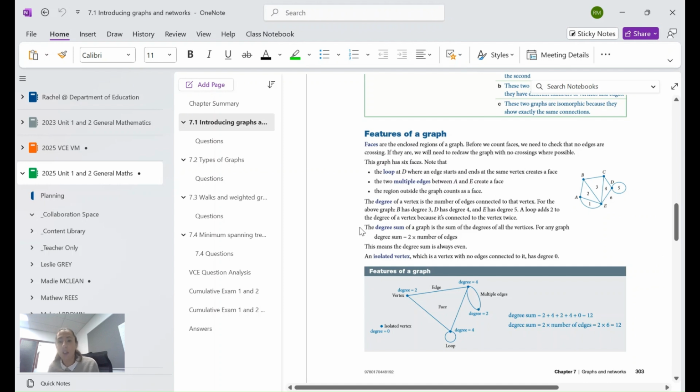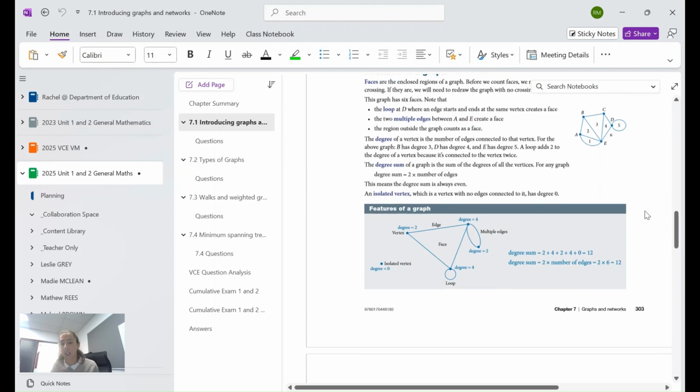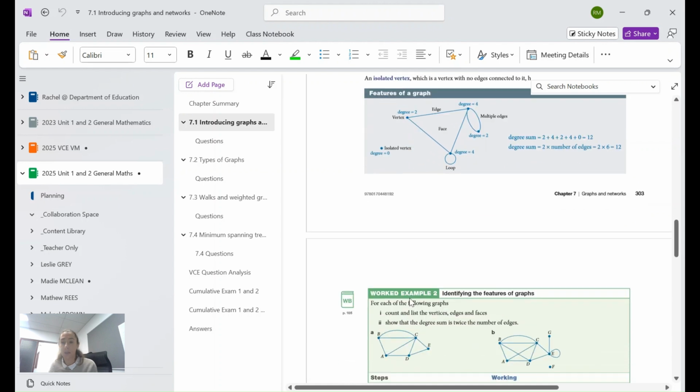The degree of a vertex is the number of edges connected to that vertex. Remember, Mr. Norman said we draw that circle around it and count how many lines are coming out of it. The degree sum of a graph is the sum of its degrees for all of the vertices. So degree sum is 2 times the number of edges. So remember, edges are these lines that connect our vertices. So please make sure you have this information in your notes. Don't rely on just hoping you'll remember. Write it down and do the worked examples.